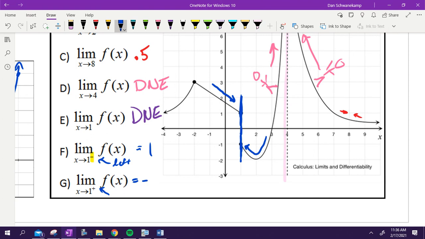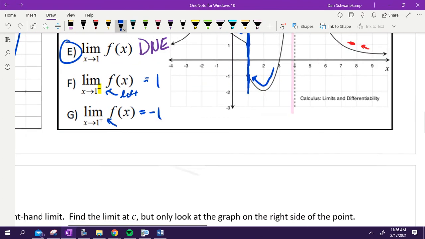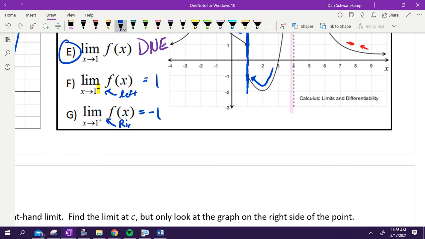-1. And that's why E does not exist, because the limit from the left-hand side and the limit from the right-hand side are not the same number. If these were the same, then the limit exists. They're not the same, so it's D and E. Kind of makes sense so far? All right, let's keep rolling.